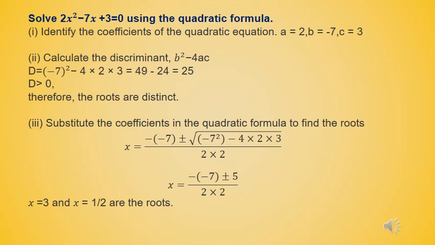If the value is greater than 0, like in this example, after putting the values of a, b, c, we get discriminant equal to 25, which is greater than 0, meaning the given equation has two distinct and real roots. After substituting the values of the discriminant and the coefficients in the quadratic formula, we get two distinct roots for the given equation, x is equal to 3 and x is equal to 1 by 2.